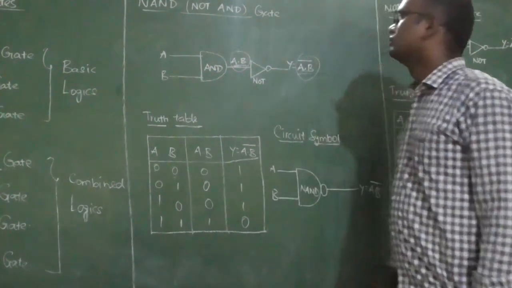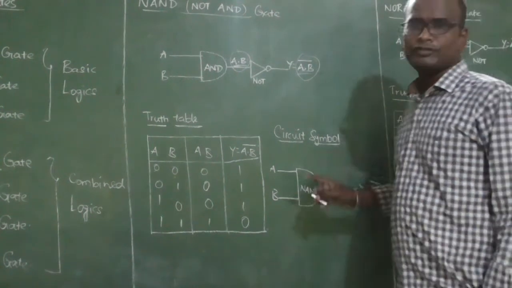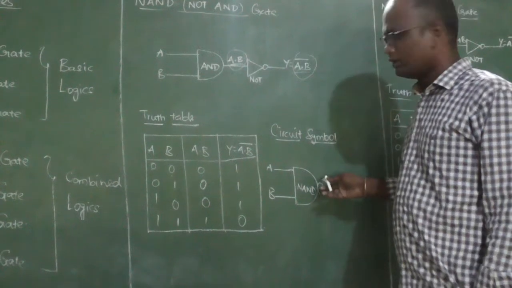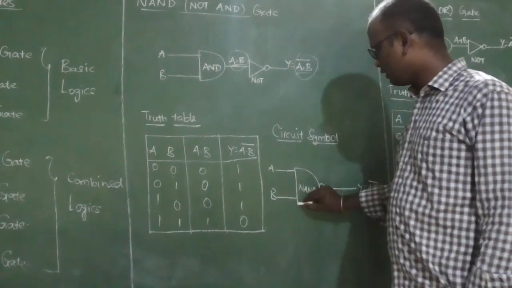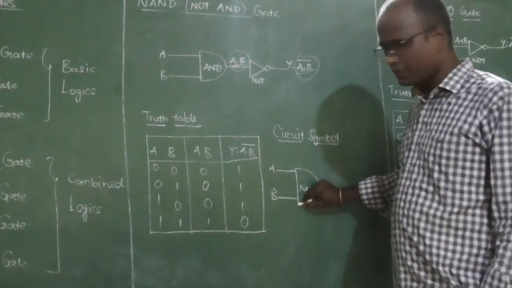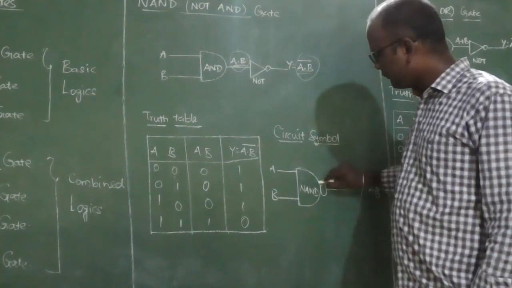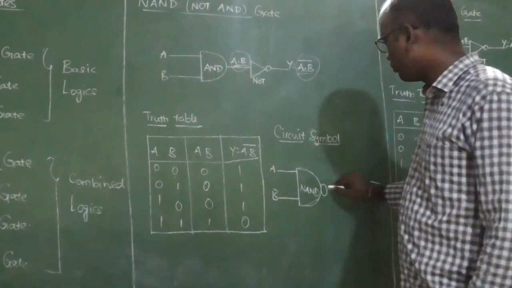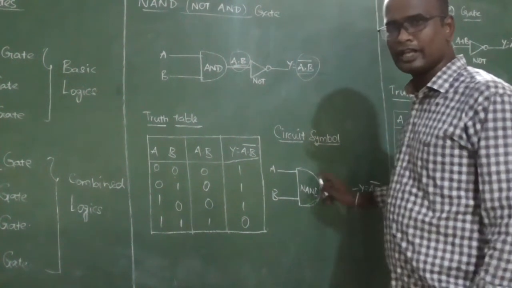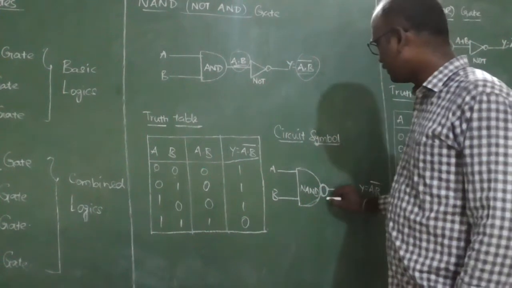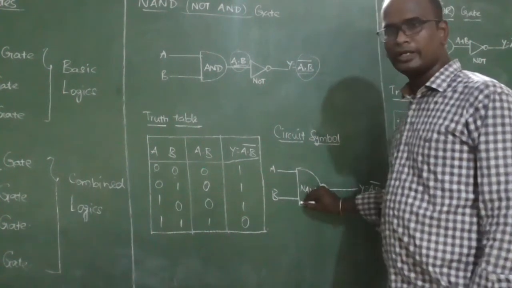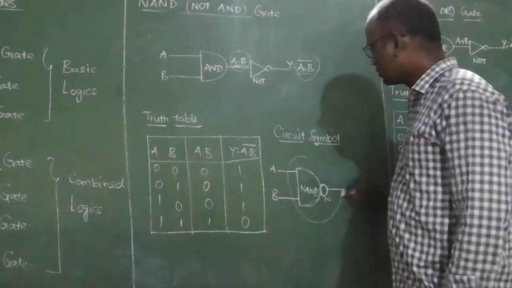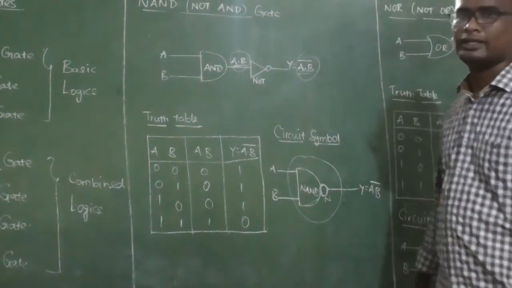So the circuit symbol of a NAND gate is like this. We can see that the symbol D represents an AND gate along with a bubble attached to it. The bubble represents the NOT gate. So an AND gate followed by a NOT gate gives us the NAND gate. So this is the circuit symbol of a NAND gate.